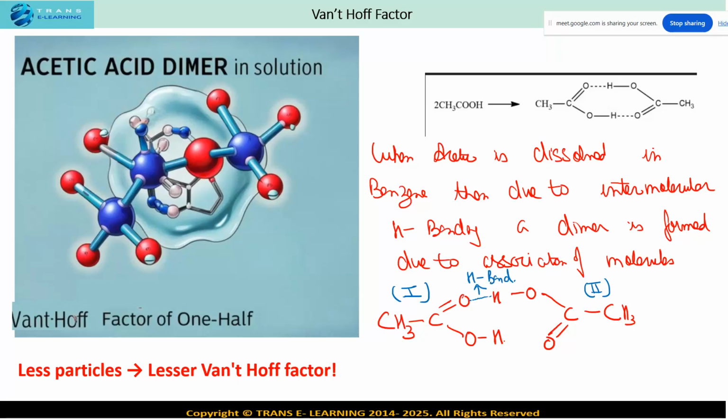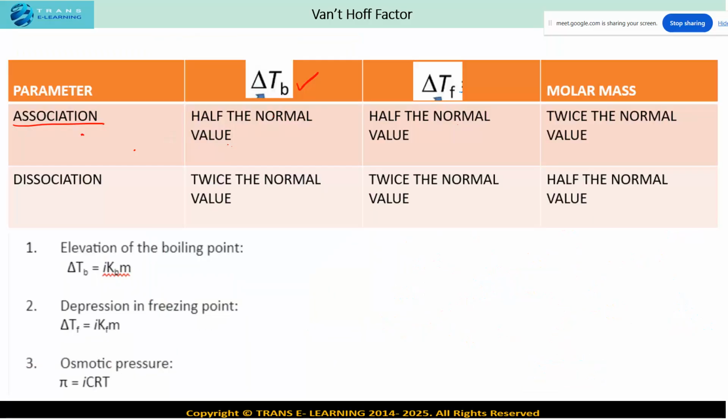The hydrogen bonding is between hydrogen and either fluorine, oxygen, or nitrogen, what we call FON. So here the hydrogen bond will be formed between the hydrogen and the oxygen. So this is the hydrogen bond formed. Due to this, they are going to come closer and form a double molecule, you can say a dimer. So basically there are two parameters that we need to consider: whenever there is an association, the Van't Hoff factor is less than 1.